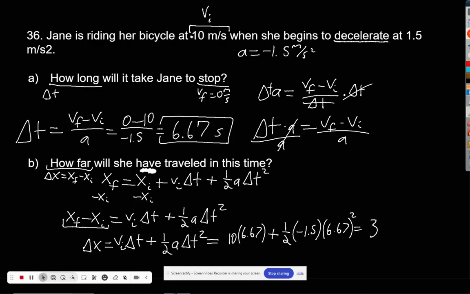You should get 33.33. Rounding it to 2 decimal places, 33.33 meters. That's how far she'll travel before she reaches the stop, which is actually pretty far.